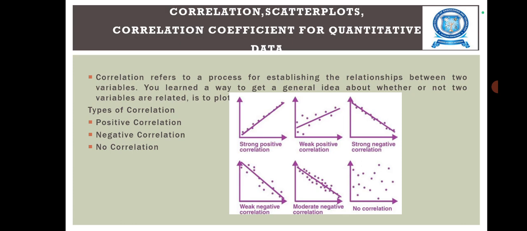Next one is negative correlation. When the values of the two variables move in the opposite direction, so that an increase or decrease in the value of one variable is followed by a decrease or increase in the value of the other variable. No correlation is when there is no linear dependence or no relation between the two variables.